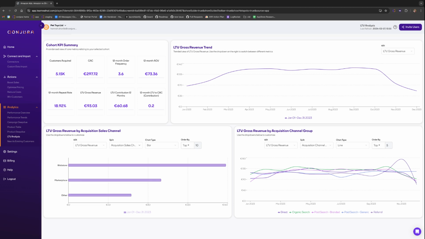D2C requires more of a time and money investment in order to establish your brand and get traffic to your site. But then that investment can pay off in the form of a loyal customer base and more control over their experience with your brand. So by connecting Shopify and Amazon stores and all of your marketing platforms to Conjura, you can get an idea of how each of those sales channels is performing for you and weigh up how each of the patterns we discussed is affecting your business.